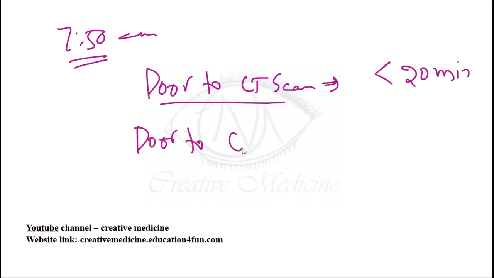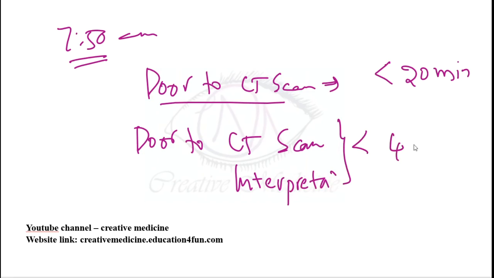And door to CT scan interpretation time will be less than 45 minutes. So number one, door to CT scan time will be less than 20 minutes, and door to CT scan interpretation time will be less than 45 minutes. Now you have interpreted it.